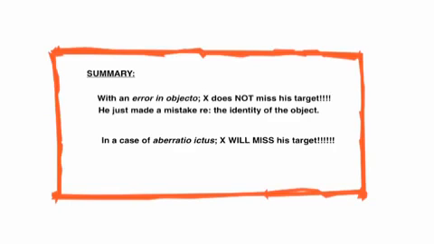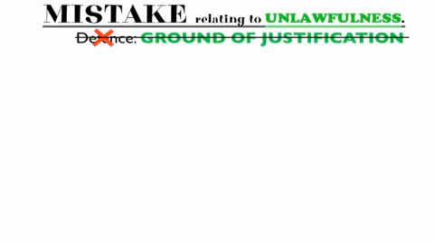Let's look at mistake relating to unlawfulness. Here, a person thinks they are acting with a ground of justification. This will be a putative defense and will not hold.